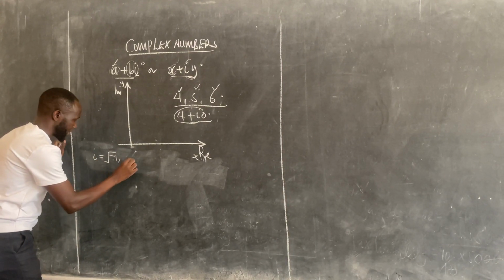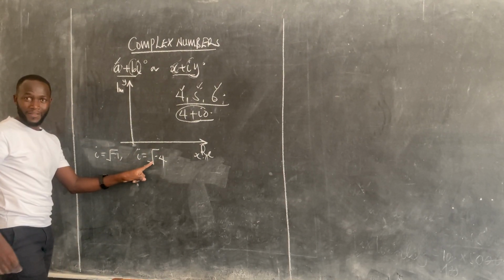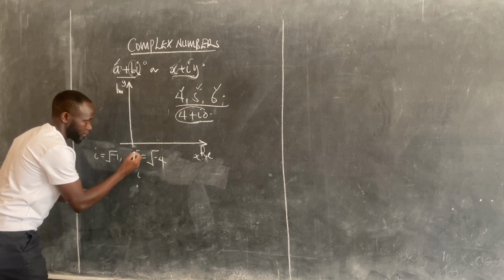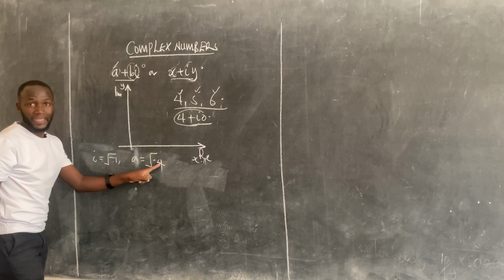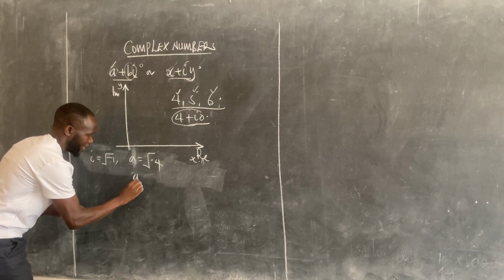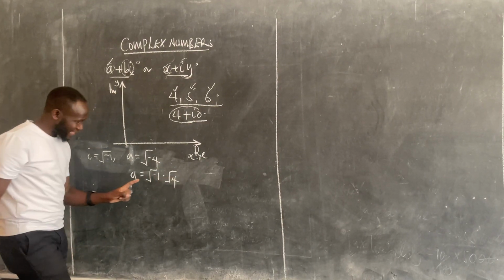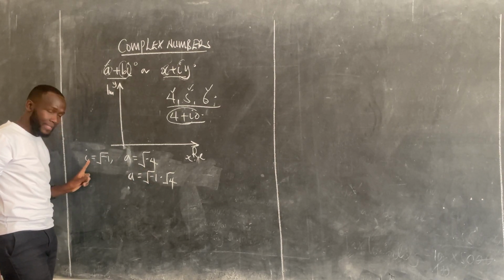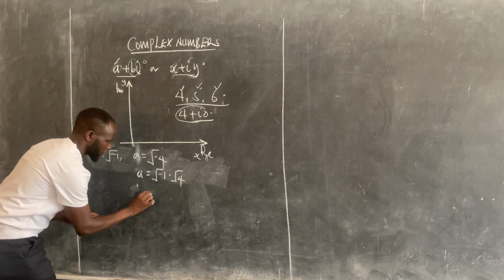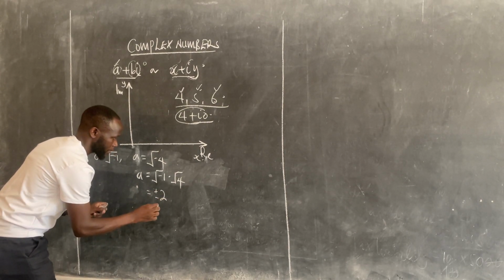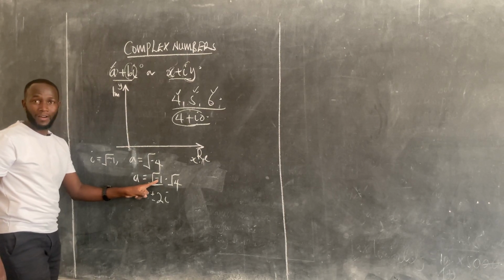And that's why if someone has a equals the square root of negative 4, we shall say a is the square root of negative 1 times the square root of 4, such that the square root of negative 1 reflects this i. And the root of 4 we all know is plus or minus 2. That's when you have plus or minus 2i, this i representing the square root of negative 1.